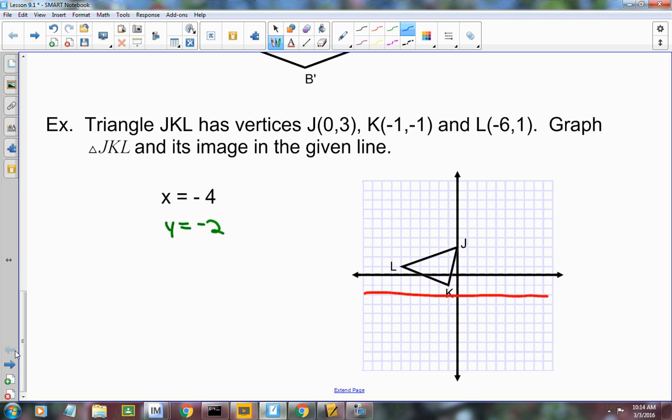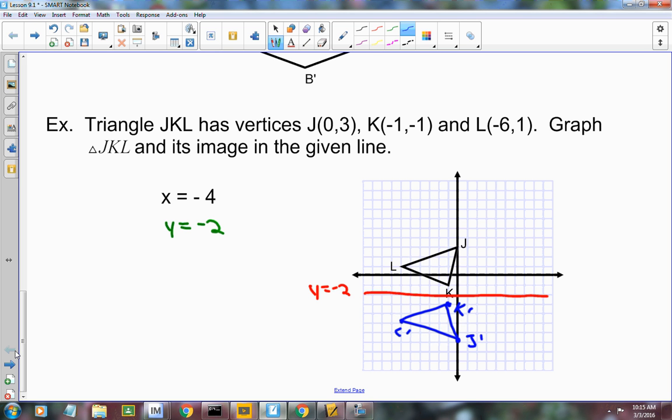Okay. So if we reflect this time, K is 1 unit above, so it becomes 1 unit below. J is 5 units above, so you have to go 1, 2, 3, 4, 5 units below. And then L, it looks like 3 units above that line, so you got to come 3 units below. Okay. So we have reflected over the line y equals -2.